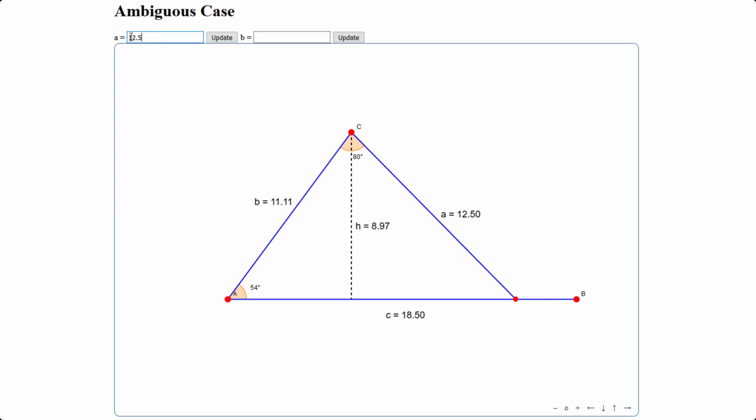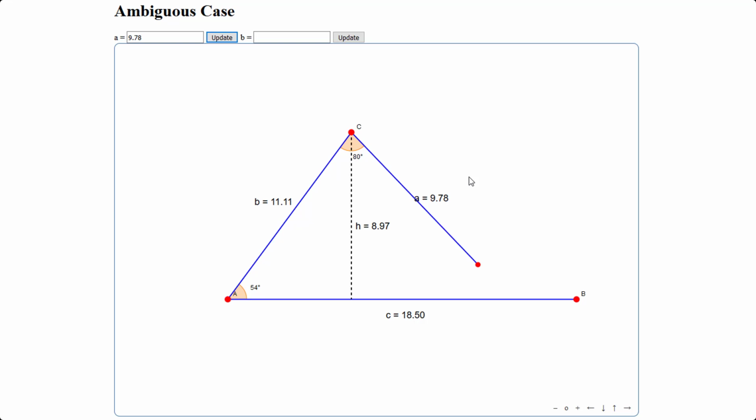It basically comes down to if A is less than the height of the triangle, so even if I made it like 8.5, if A is less than the height of the triangle, there's no way it's going to reach to the base of the triangle. If A is somewhere between the height and B, then I can come up with two different triangles. But if A is greater than this side B, then I could only have one triangle. So there's different possibilities that could exist here, and this applet's kind of nice to at least help you visualize exactly how those would work out.